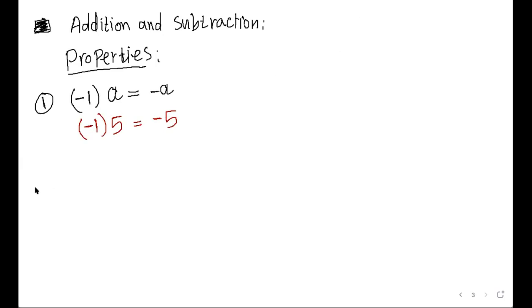Second one, number 2. This is clear, right? No questions. Second property: if I have minus times a minus number, because real numbers can be negative, positive, anything, this is equal to positive A. I give you an example, the same example as above. If I have minus times -5, this will give me only 5 positive.